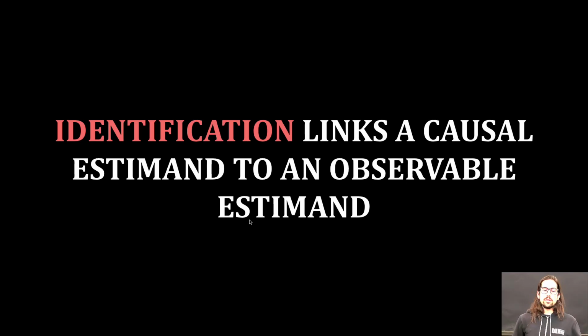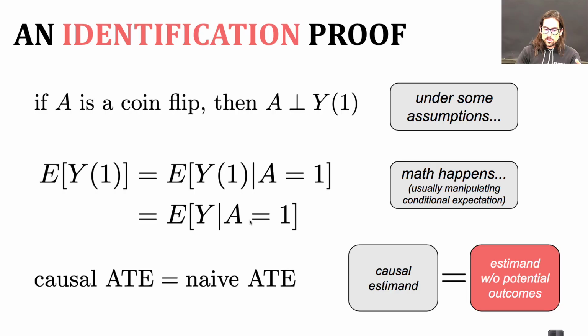So let's talk about this a little more generally now. This process is called identification, and that is the process of linking a causal estimand, for example, the causal ATE, to an observable estimand like that naive ATE, and saying, actually, these are the same in this special case. So that's what we're going to do here.